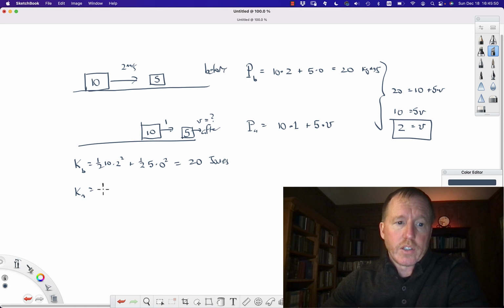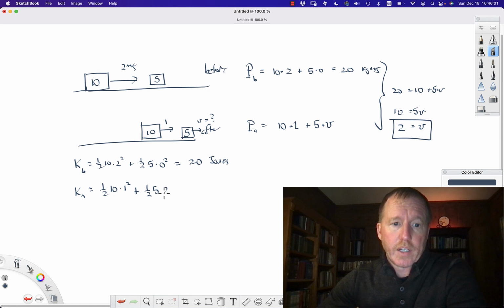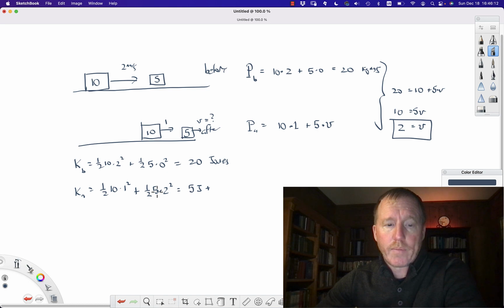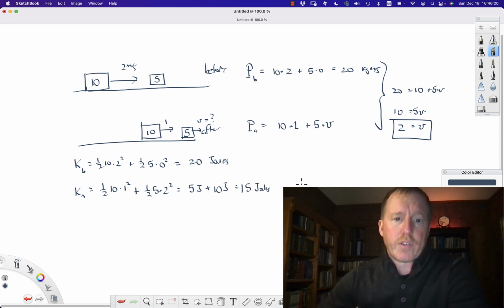What about after the collision? Well, it's 1/2 times 10 times 1 squared. I'm again using 1/2 mv squared for kinetic energy, plus 1/2 that mass times its velocity squared. So this first term right here becomes 1/2 times 10 times 1, which would be 5 joules. And the second term becomes 2 squared is 4, times 5 is 20, divided by 2 is 10, so 10 joules. So there's a mere 15 joules of kinetic energy after the collision.